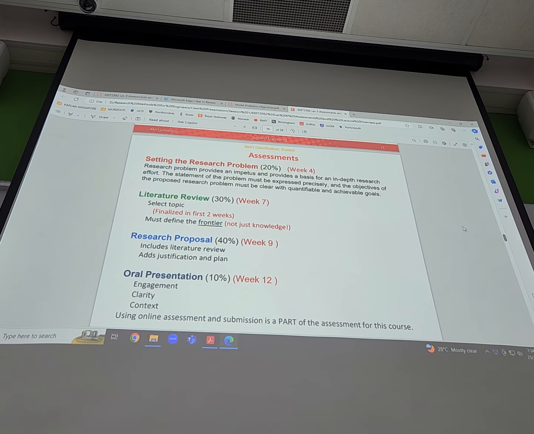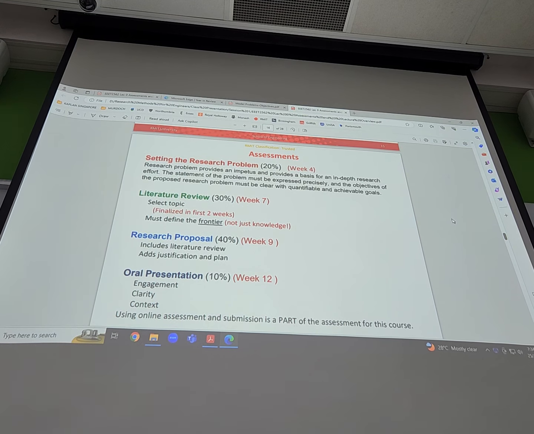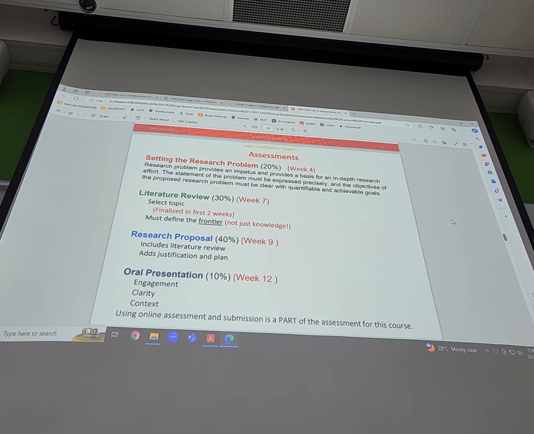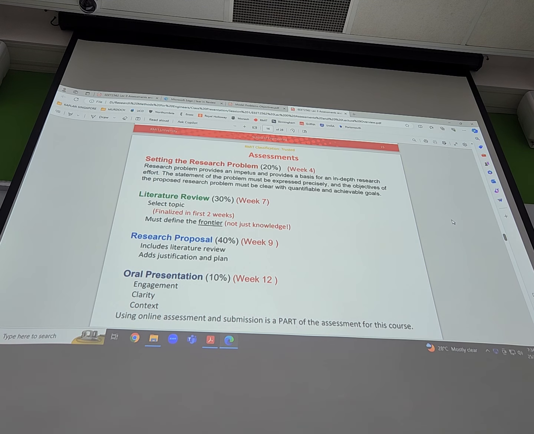What's frontier? Frontier is something like a boundary. Because I was telling you, sometimes we use some vague words. So instead of vague words, you need to clearly define the boundaries of your research.